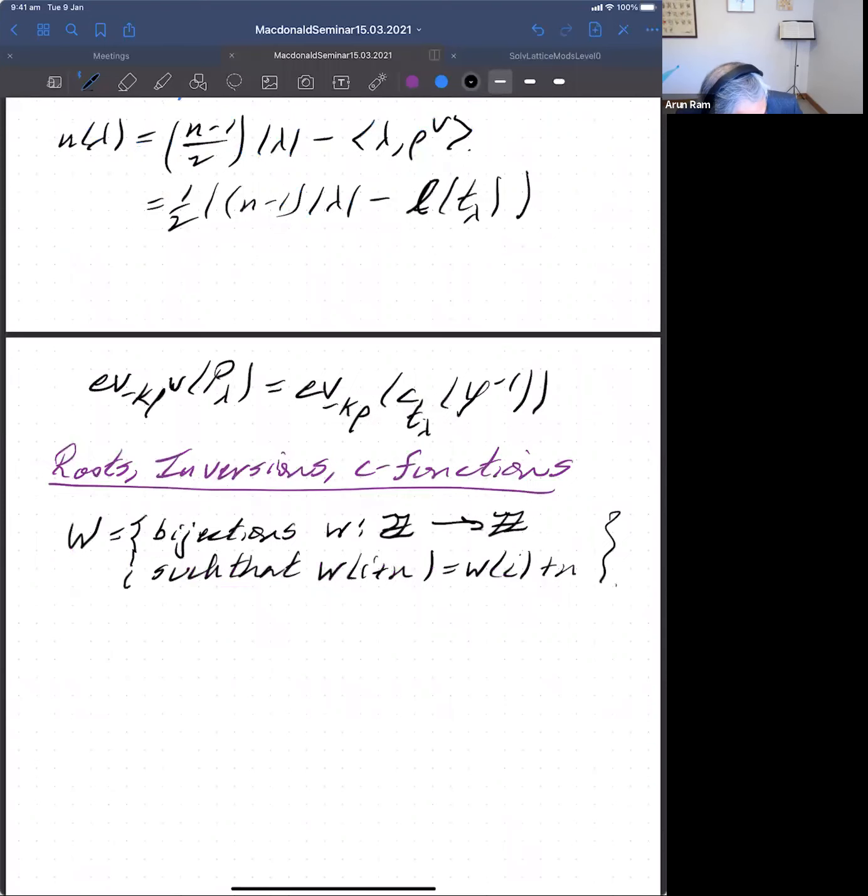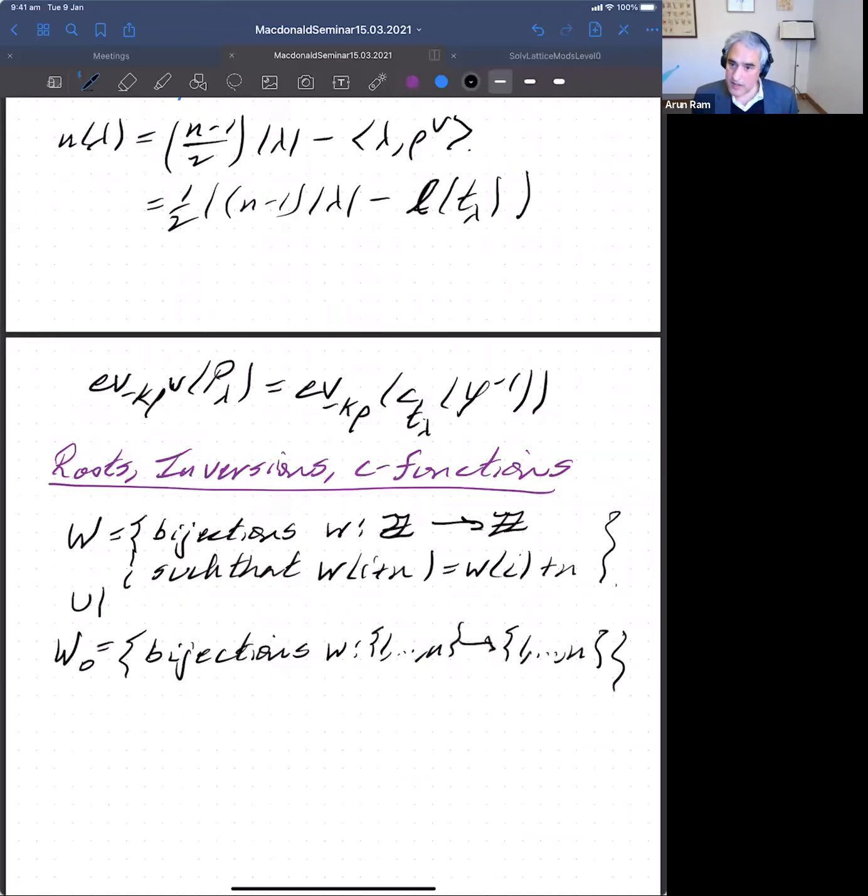And of course, the ordinary permutations are bijections w from 1 through n to 1 through n. And so if I give you an ordinary permutation, you can automatically extend it to a periodic permutation just by using the periodicity. And so the ordinary permutations are contained inside the affine Weyl groups.